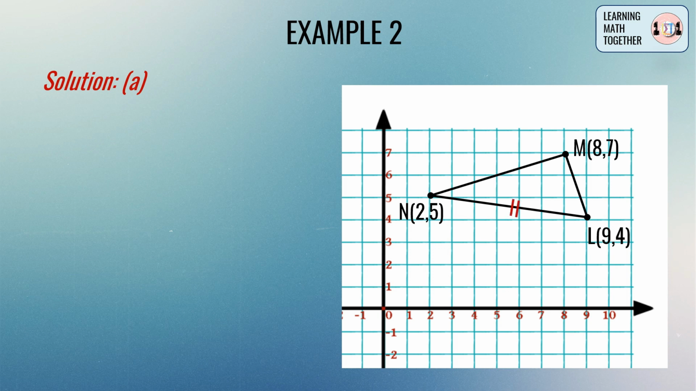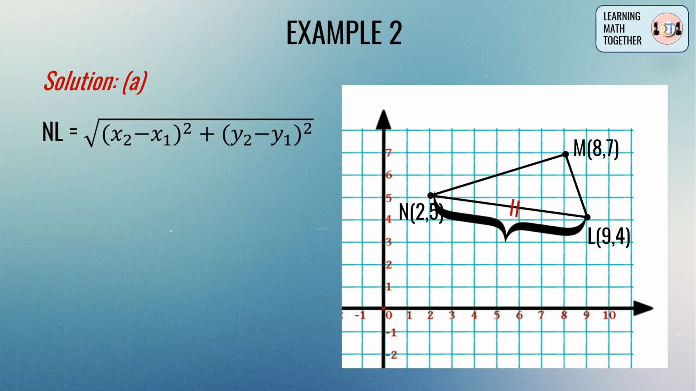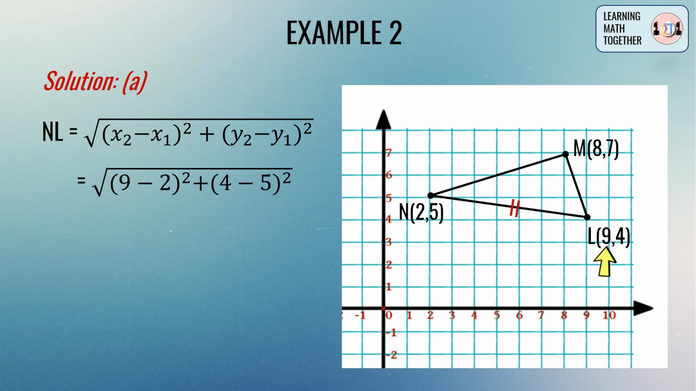Now for the second side, we have to identify the distance between N and L. So we will be using this formula. Then let's substitute the values. So we have here x sub 2, which is 9, x sub 1, which is 2, y sub 2 is equal to 4, and y sub 1 is equal to 5. Then let us simplify this one. We have 9 minus 2, that is equal to 7, and then square that one, that is equal to 49, copy plus, and then 4 minus 5, that is equal to negative 1, then square negative 1, that is equal to positive 1.